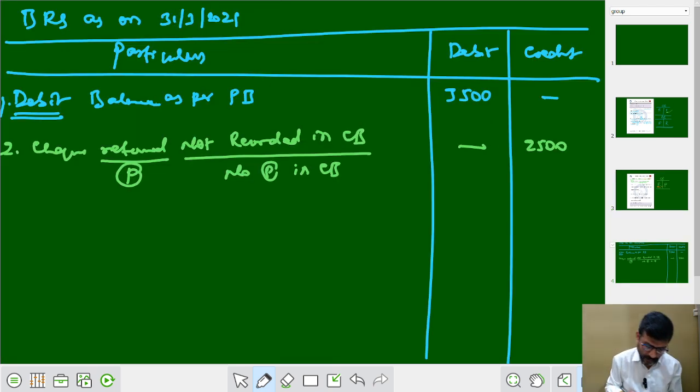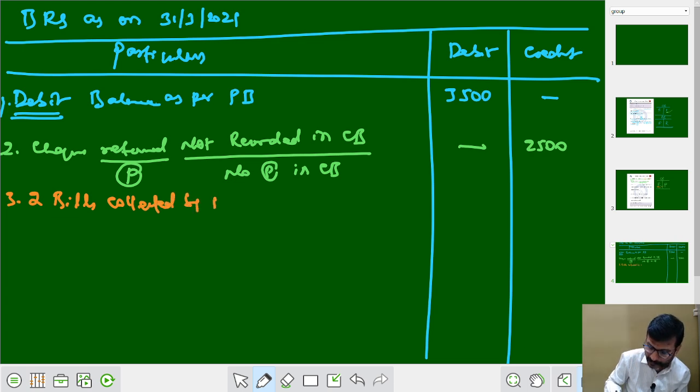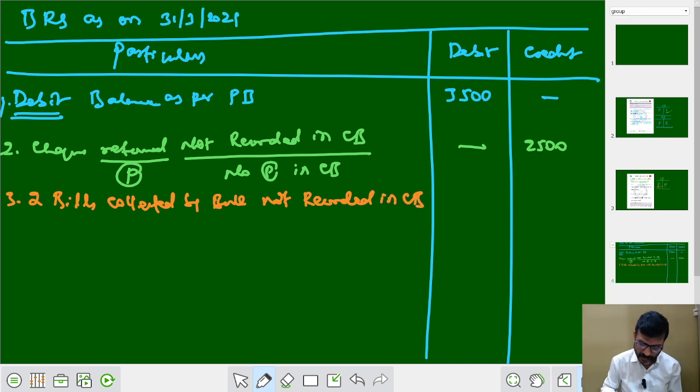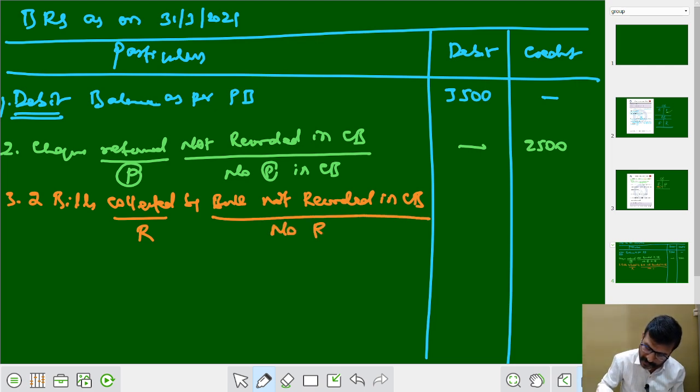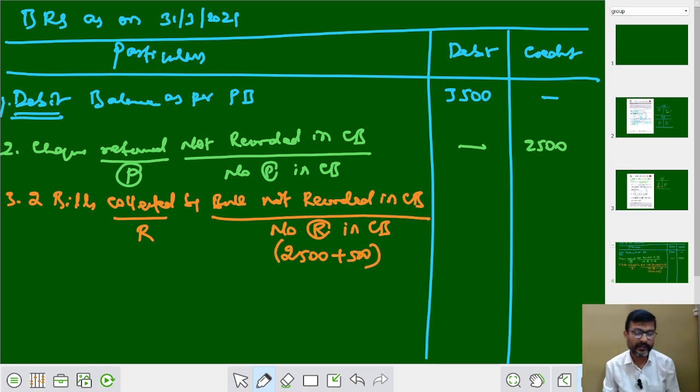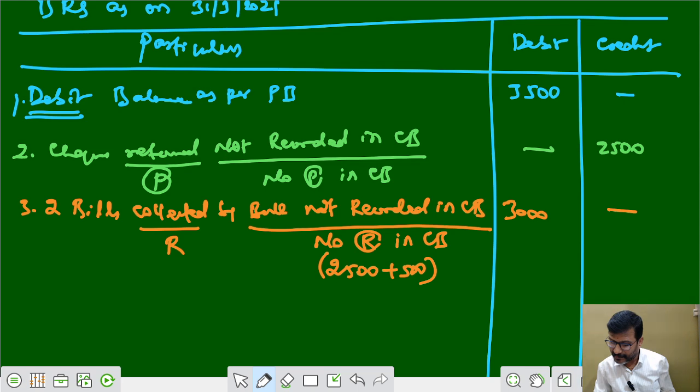So let us write point C. Two bills collected by bank, not recorded in cash book. Collected means receipt. Not recorded in cash book means no receipt in cash book. How many bills? Two bills. One is 2,500, another is 500. No debit, so we have to take it on the debit side with an amount of rupees 3,000. Right? See the next concept.